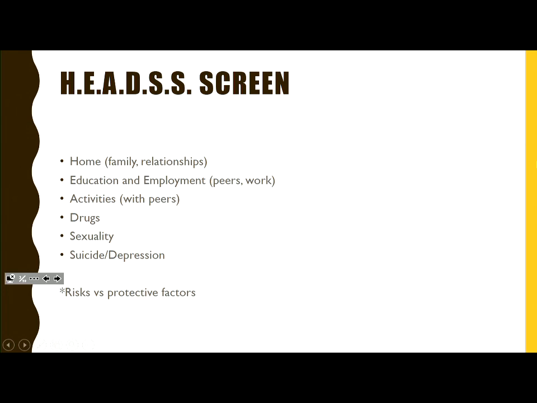And suicide, depression. This depends on the HEADSS screen. If you get a stem where it's a teenager who's overdosed, you're probably going to start with that a bit sooner in your history. But if you haven't covered that yet when you're seeing a teenager, you want to ask those questions as well. And keeping in mind as you go through these that you want to have a mental list of protective factors and risks, which you can bring up at the end when you're explaining your diagnosis to the examiner.